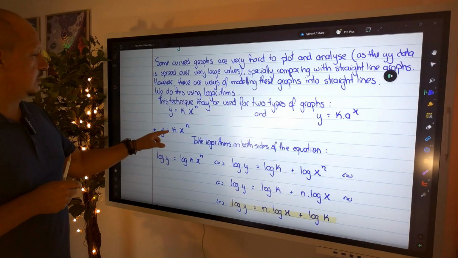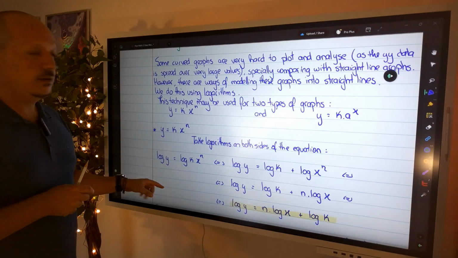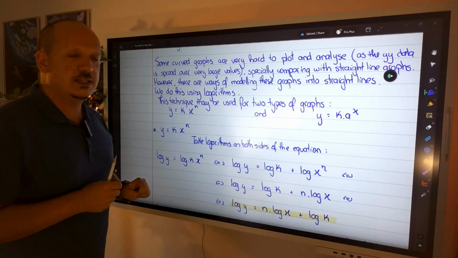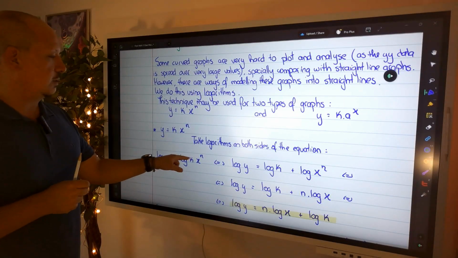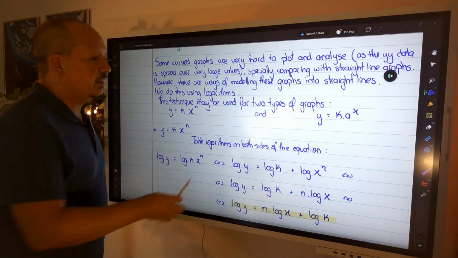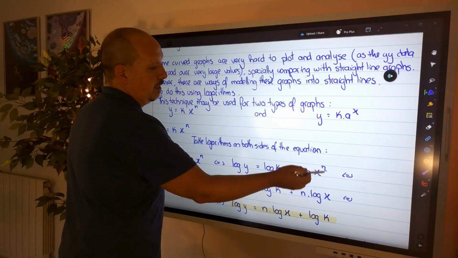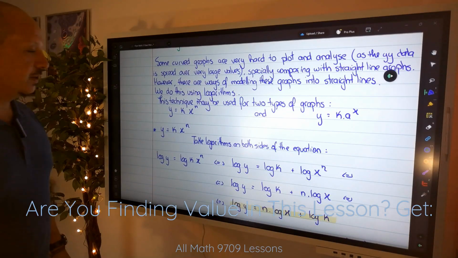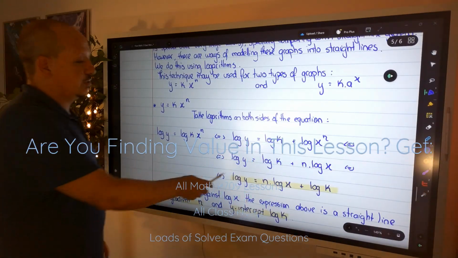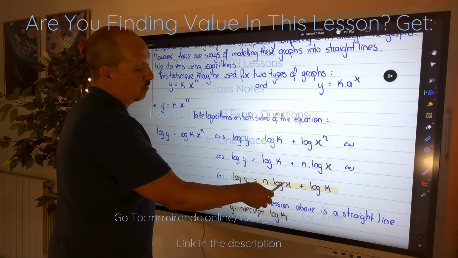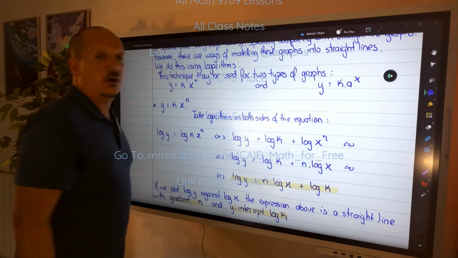Logarithm of y equals logarithm of k x to the power of n. Now it's time to apply those rules of logarithms that I taught in a lesson before. You have a product of two values in this logarithm, so you can transform it into the sum of each one. Then you have the logarithm of x to the power of n, which is basically n times the logarithm of x. You can rearrange this into: logarithm of y equals n times logarithm of x plus logarithm of k.